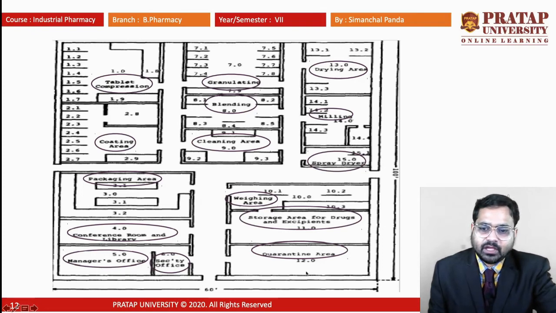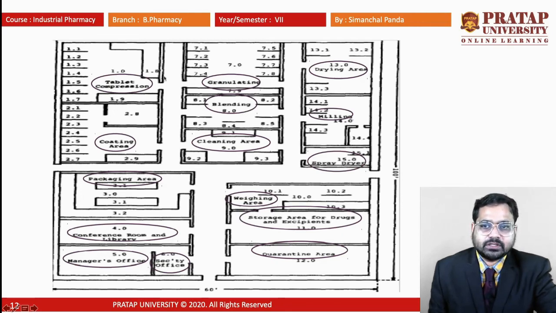We can see this is the storage area. These are the different parts of the industry. First of all, we have to go for cleaning. Whenever all materials come, they go for cleaning, then for milling. After it comes in, it has to go for milling. From milling it has to go for blending. After blending it has to go for drying, and after drying it has to go for granulation.